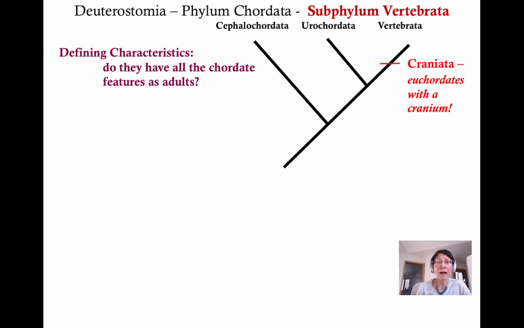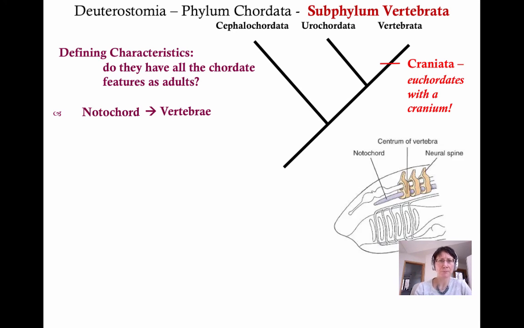So they do have all of the features at some point in their life, but they don't necessarily all have them in the usual form as adults. For instance, they all do have a notochord in their back, but in most of them, it's ossified, and they're subdivided to form those vertebrae in your back. So this just shows you some of them.